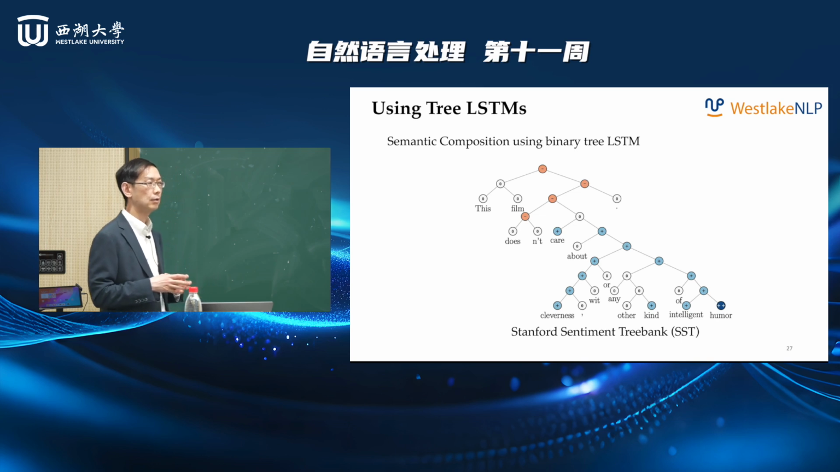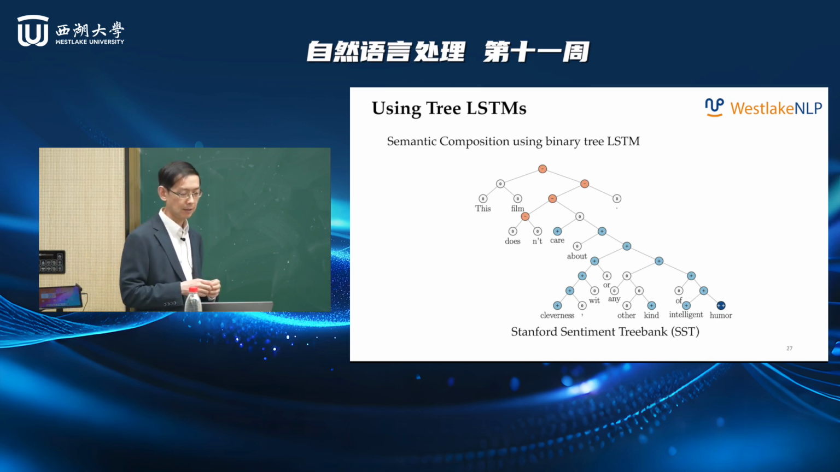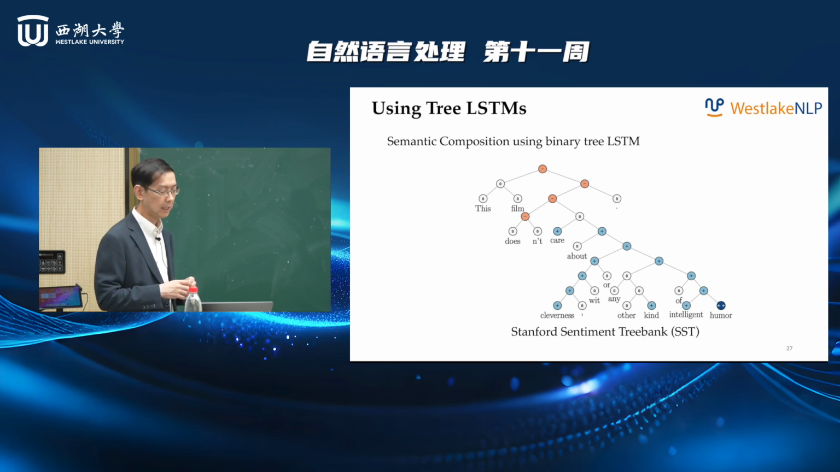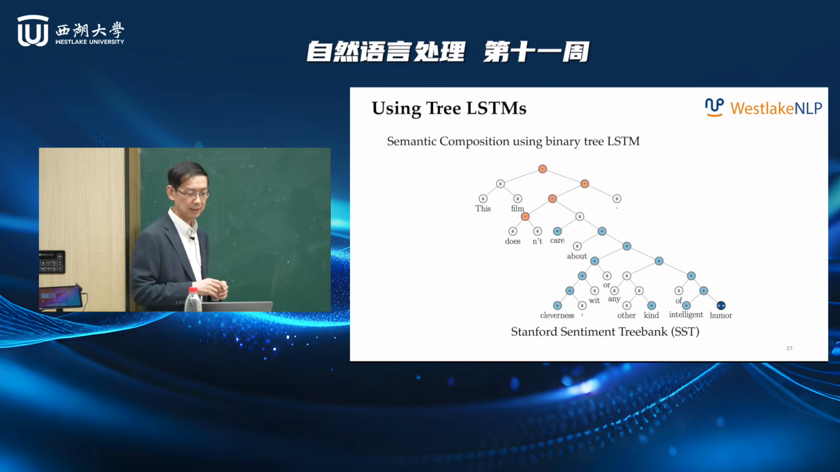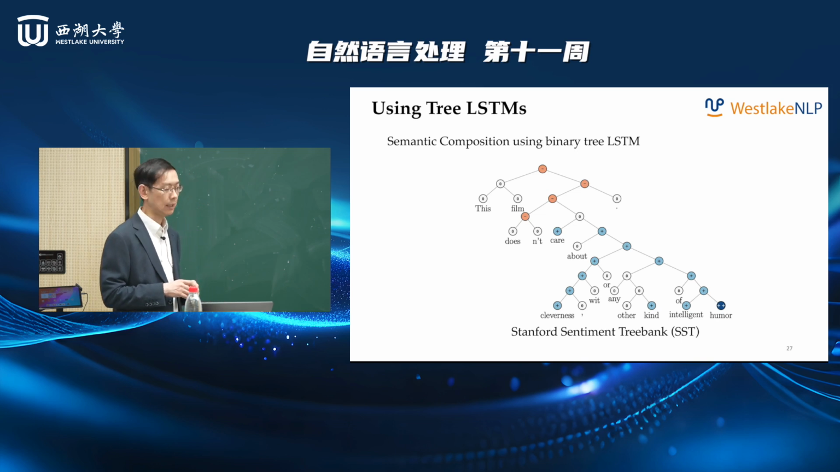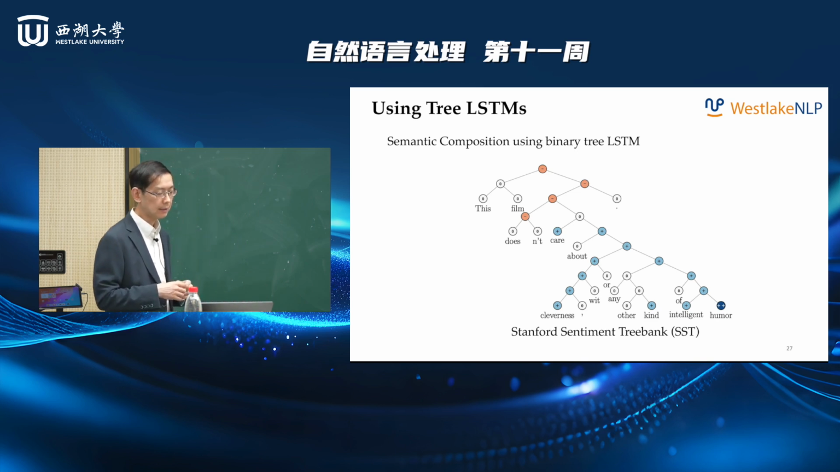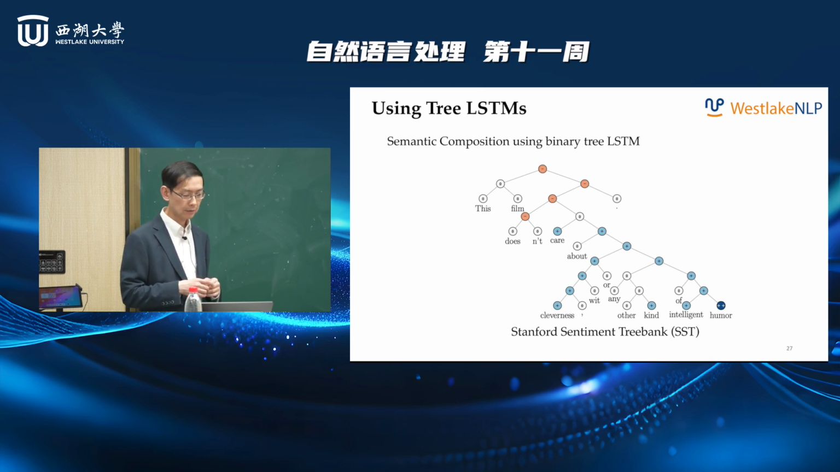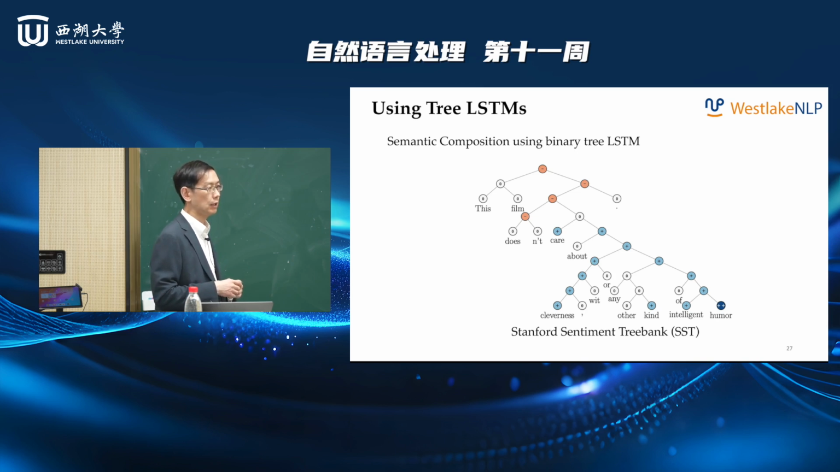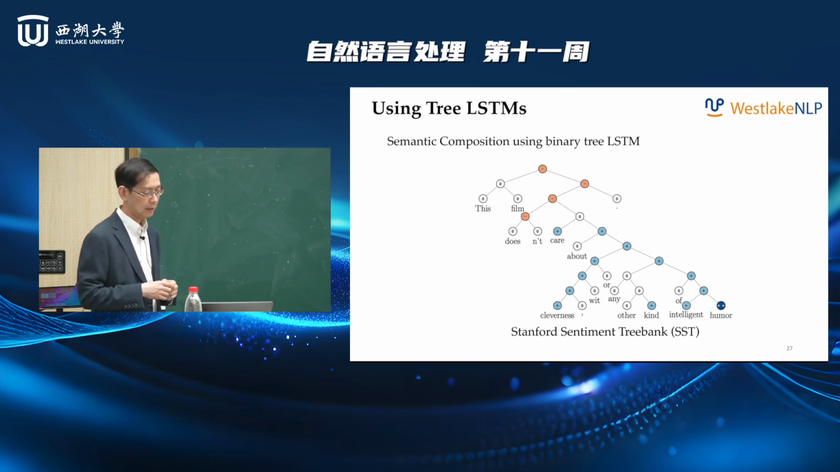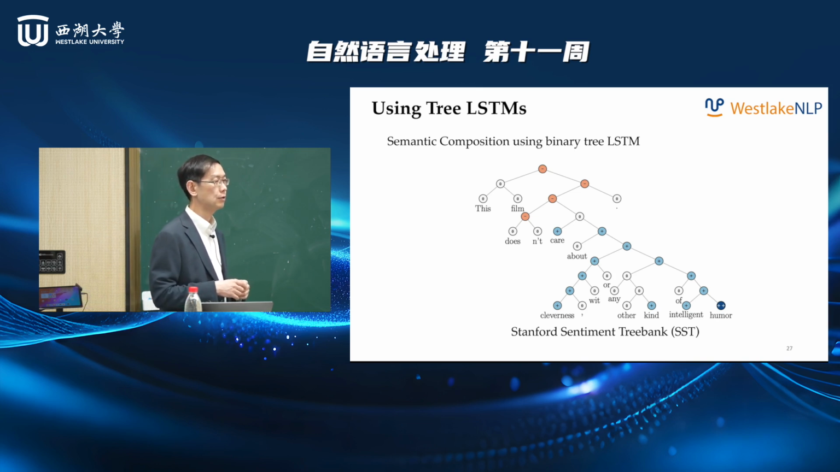And I give you two examples of using TreeLSTM to solve NLP tasks. So this is a task I show you, sentiment analysis. But this sentiment analysis is not done at the sentence level, but at the phrase level. The dataset is called the Stanford Sentiment Treebank, or SST. It has a lot of movie review sentences. Each sentence is parsed into a constituent tree. Okay? And the constituent tree is normalized into binary branching form.